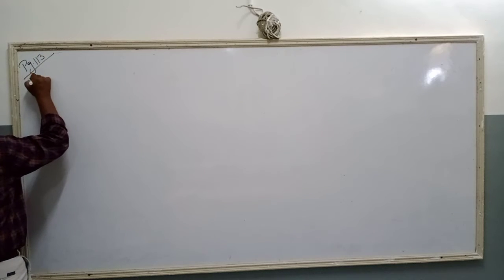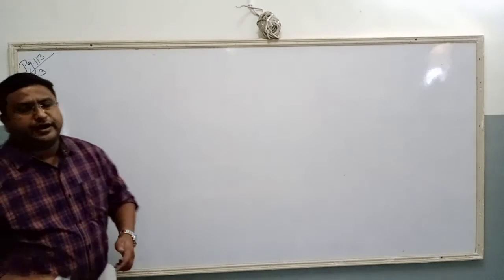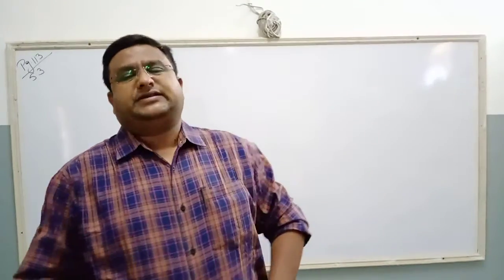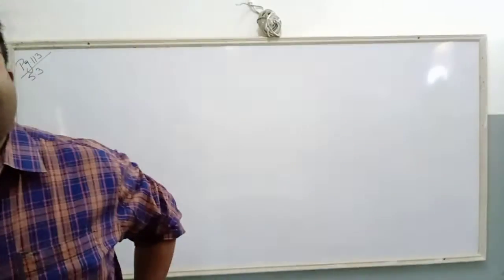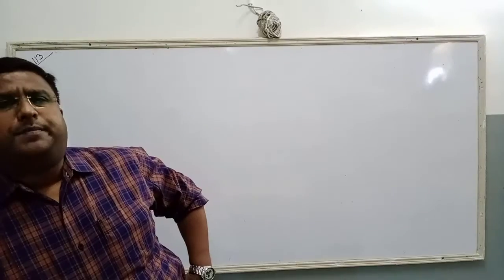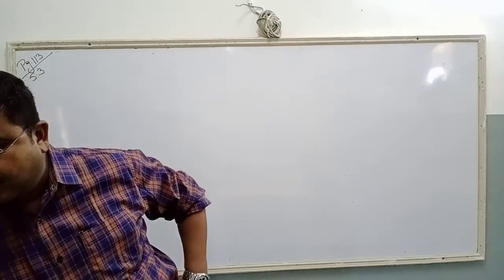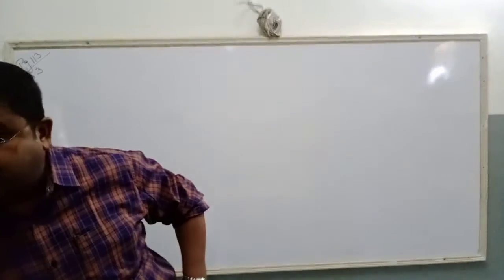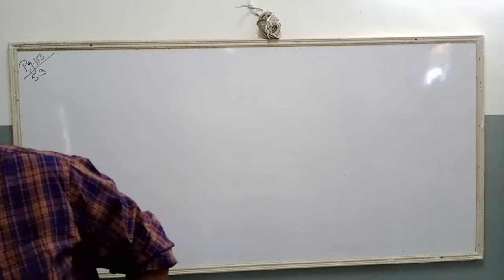Students, let us come back to your exercise 5.3. On page 113, we will be discussing a few word problems left from arithmetic progression. They are not a part of your syllabus, but still we shall be doing them. Few questions are there. A contractor plans, question number 15.